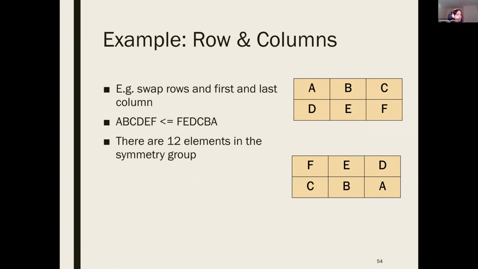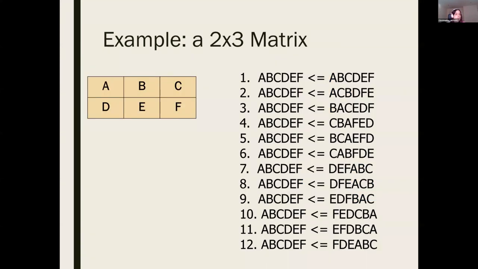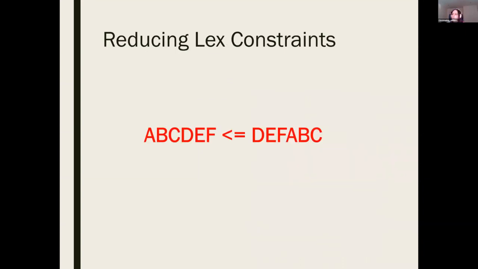Just going to go back to our row and column symmetry. So this is the classic example of this type of symmetry. So we've got the matrix, and we have these 12 symmetries. And also, obviously, as the problem gets bigger, we're going to get more and more symmetries. I'm going to pick a few of these out. So consider this constraint I've highlighted.